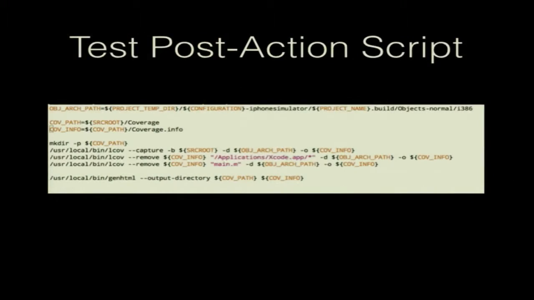I create a path environment variable that is the project source, a subdirectory called coverage. I say there's an info file I want to create inside that directory that will hold all the gcov output from analyzing those files. And then finally, I run lcov basically to capture from the source directory and the object directory and create a coverage file, a coverage report.